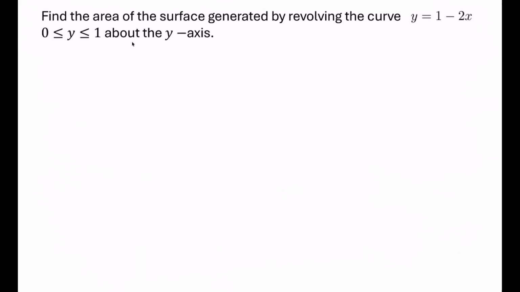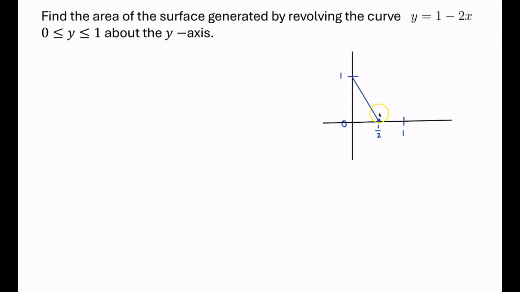So what I would recommend is drawing a graph. So here I have y equals 1 minus 2x. This line has a y-intercept of 1 and a slope of -2, so we're going to go down 2 over 1. Here I'm going to put 1 right here. I'm only interested in y values from 0 to 1, so I'm only going to draw this little portion right here. So the x-intercept would be 1/2.